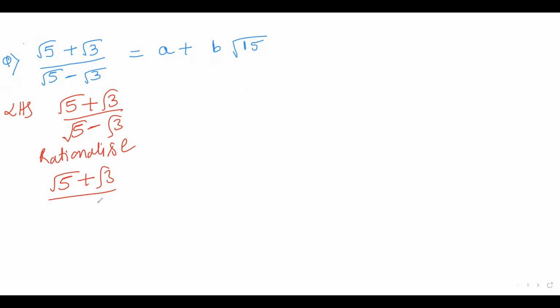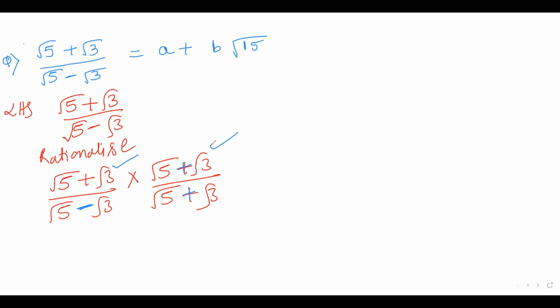Root 5 plus root 3 by root 5 minus root 3. The rationalizing factor is root 5 plus root 3 by root 5 plus root 3. In the denominator we are having a minus sign, so you should take the opposite sign and multiply and divide. Now numerator into numerator, denominator into denominator. Let's write.